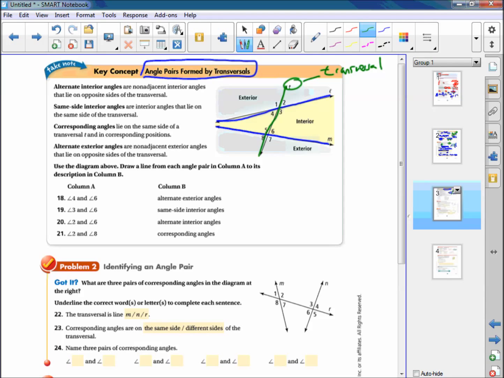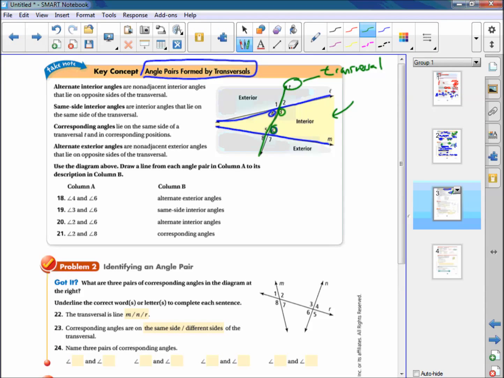All right, so alternate interior angles are non-adjacent interior angles that lie on opposite sides of the transversal. Okay, so our alternate interior angles are going to be inside, so the interior is in yellow here, and they're on alternate sides of the transversal and opposite sides. So kind of think of it like this: 4 and 6 are alternate interior angles. Okay. Same side interior angles are interior angles that lie on the same side of the transversal. So in this case, 3 and 6 would be one set of same side interior. They're inside, but they're on the same side of the transversal, unlike 4 and 6.